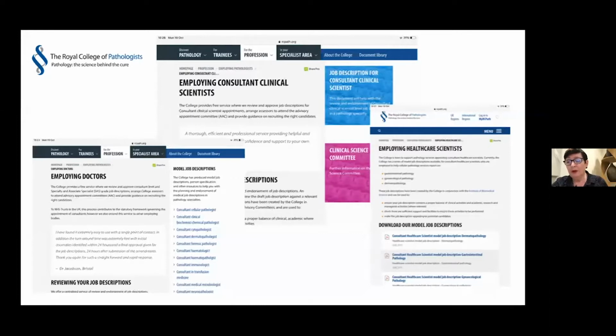And we also offer, for consultant posts, Reshma at the college will actually check them through, and they often will come up with some really helpful suggestions or corrections to things, which will make life a lot easier in the long term.